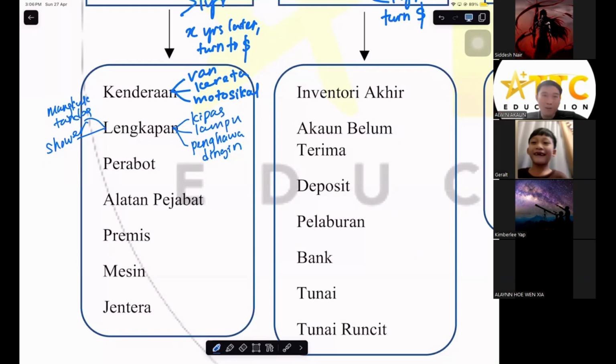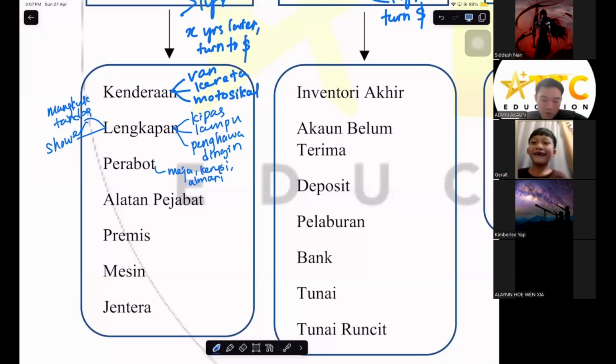Which one do you want? Joven or Diamond? Those are a few of the brands. These are actually lengkapan because they are plugged in and set there. Lengkapan. Now perabot, normally we will see meja, kerusi, almari. What about sofa? Consider it perabot because those are furniture.